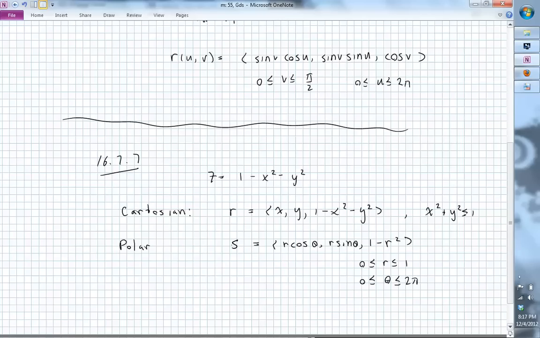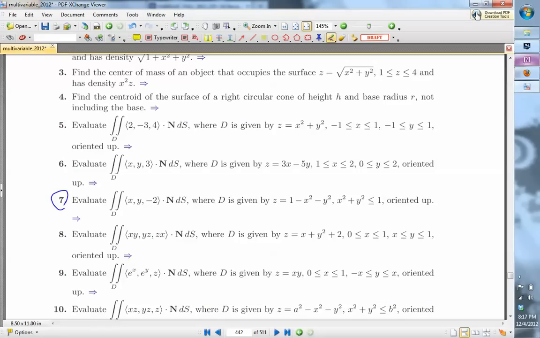In either case, when you get to this integral here, you can replace n dS with r_u cross r_v du dv. It's very rare in the exercises that we've been doing that you actually compute capital N, the normalized, unit length normal vector. But before you go on, you have to replace x and y with your parameterization. If you're using Cartesian coordinates, these stay exactly the same. If you're using polar coordinates, then this changes to r cosine theta, r sine theta.